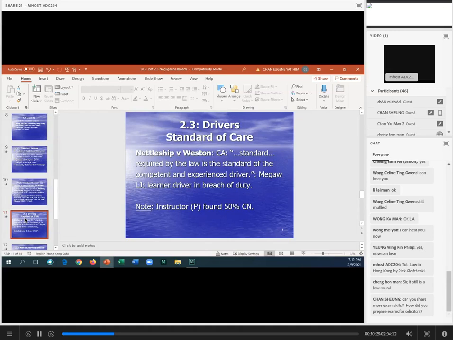Nettleship and Weston is your case, mentioned at the bottom of page 32 of your course manual. In my opinion, out of place. It should be up with breach of the duty of care. So watch out for Nettleship and Weston, because you could well get a question in the exam dealing with a traffic accident. So duty of care would not be an issue normally with traffic accidents if the damage suffered is directly caused personal injury or property damage. But the issue that could come up in traffic accident cases is, was there breach of the duty of care? And there's only one standard, that of the competent and experienced driver.